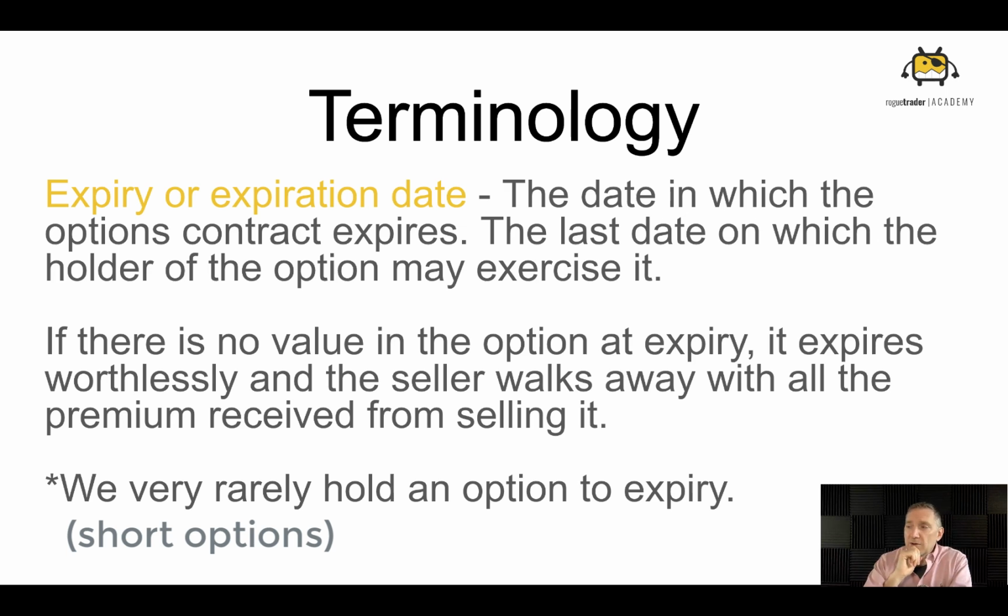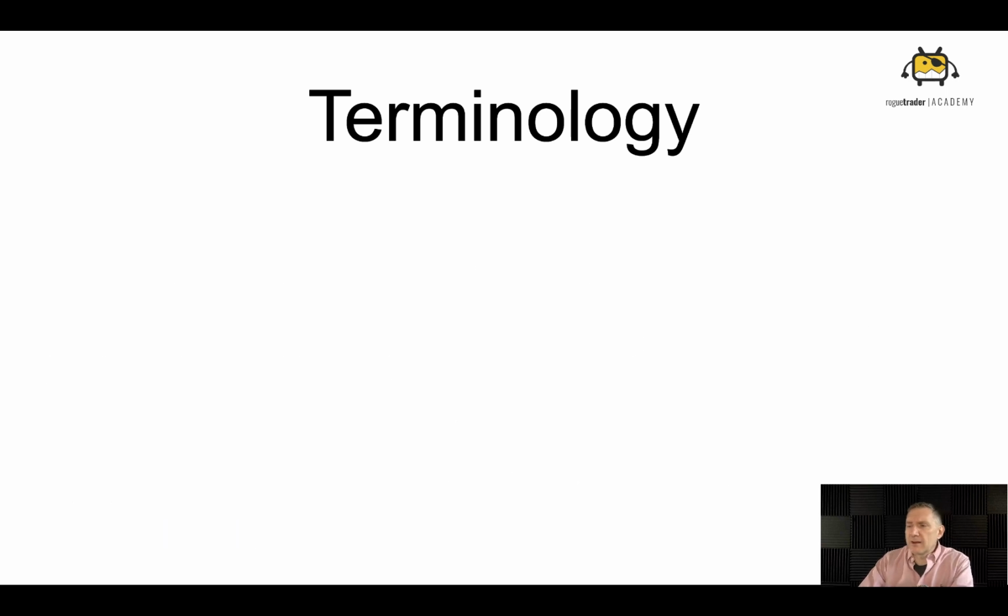And there's also very, very good reasons why we don't hold options if we're selling them into that last week. So we're usually getting rid of them a week before or in the week of expiry because there's a lot more risk called gamma risk. But we'll get into that later.